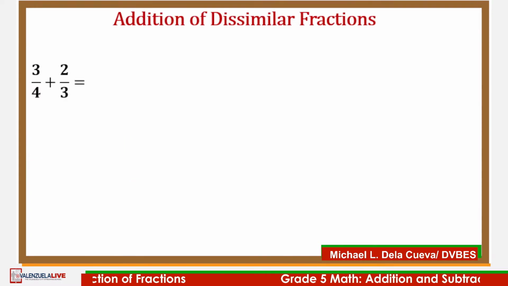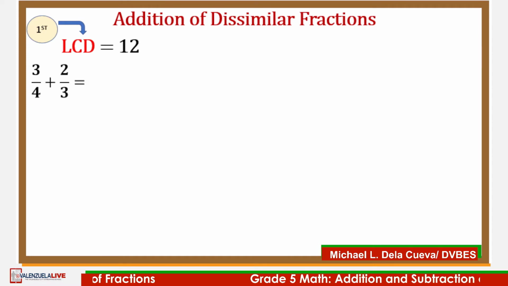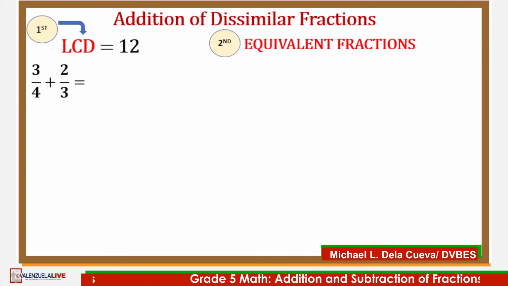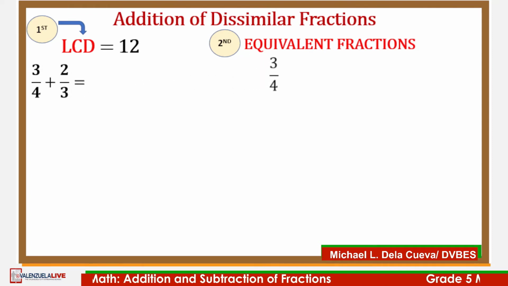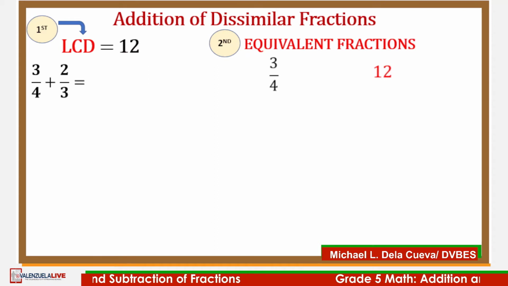Okay. Now, first, we get the LCD of 4 and 3, the denominators. And then, second, we will now get the equivalent fractions. But how do we get the equivalent fractions? Okay, let us try. Let us get the equivalent fraction of 3/4 by using the LCD. Let us divide the LCD by its denominator, which is 4.